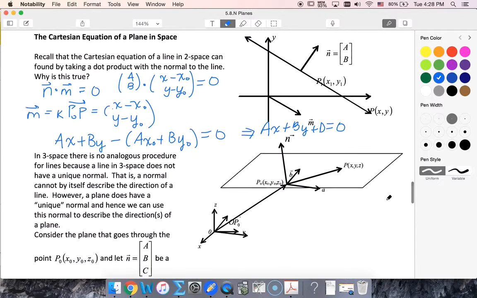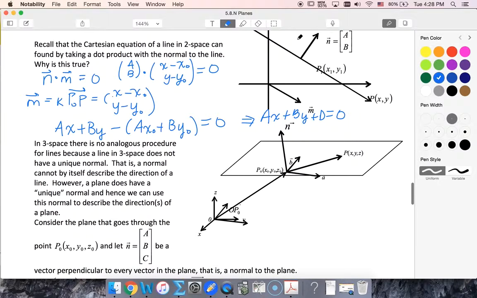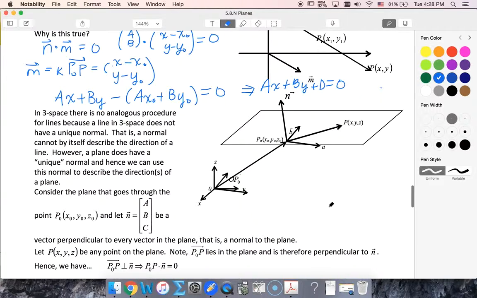But thinking about 3D, if I have a line in 3D space, there's not just one normal. There's infinitely many normals. So I can't do this for a line in 3D, but for a plane, well, no matter which two vectors I pick on this plane, the normal to those two vectors is always going to be perpendicular to every vector in the plane. So I can do something similar.